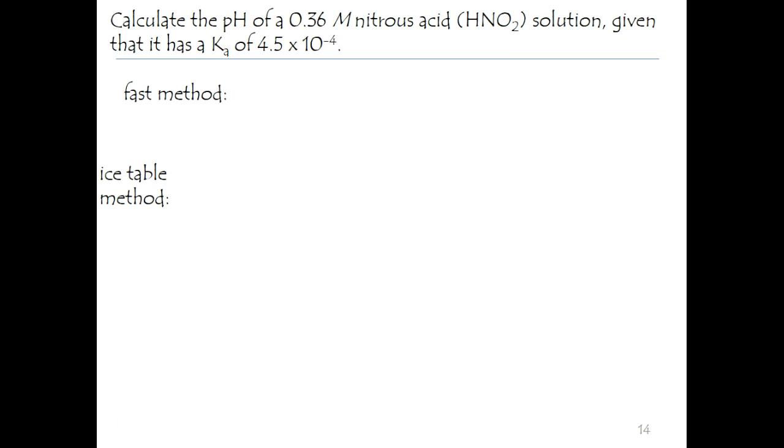Let's go ahead and solve the problem. You have a 0.36 molar nitrous acid solution, and the Ka is 4.5 times 10 to the minus 4. Let's try to do this a quick way without an ice table. First, let's write what's happening. Nitrous acid gets thrown in water. What's in the flask? Mostly just nitrous acid because it's got a very low dissociation constant. But a little bit of H plus, a little bit of NO2 minus.